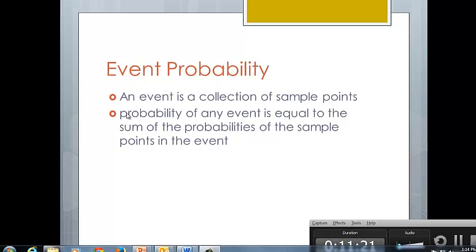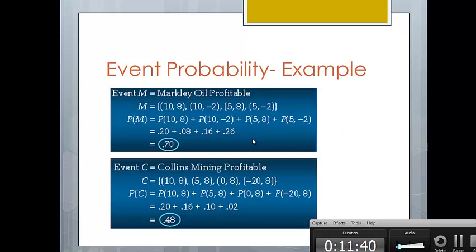So, event probability. An event is a collection of potential sample points within that sample space. The probability of an event is equal to the sum of the probabilities of the sample points of that event. Now that doesn't sound like it makes a whole lot of sense, but let's think relative to our example here. Let's say our event is that Markley Oil was profitable, and we're going to call that event M. If Collins Mining makes a profit, we're going to call that C.